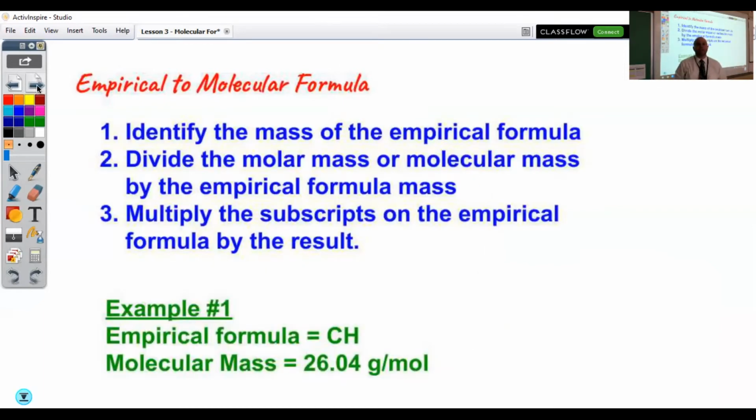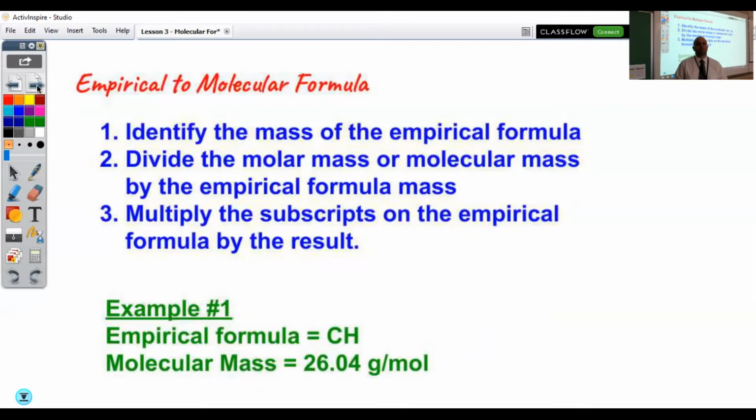Now, if you remember, in order to go from our molecular formula to our empirical formula, we identified what was called the greatest common factor, the number that was divisible evenly into each of our subscripts. Now that we're going in the opposite direction, we once again need to figure out what that greatest common factor is. However, because we don't know the molecular formula, we don't know what number would divide evenly into each of its subscripts. So instead, we have to figure out the greatest common factor using another method.